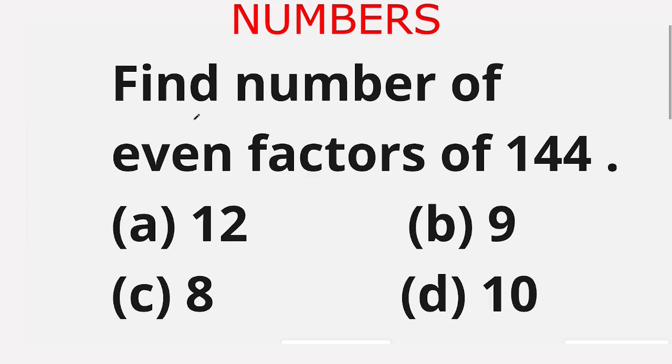Our question is, find number of even factors of 144. The given options are option A 12, option B 9, option C 8, option D 10.